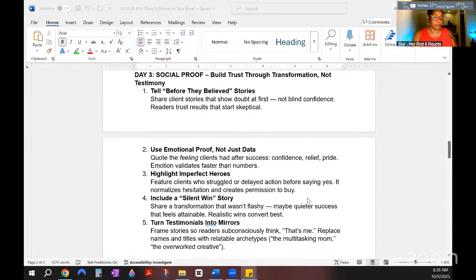All right. So number one in this day 3, we're going to tell before-they-believed type stories. Share client stories that show doubt at first, not blind confidence. That's why we don't want people to be like, oh, you're a great person, I'm just going to give you my money. No, we don't want them to have blind confidence or be a blind follower. Readers trust results. Okay, that's what's going to help break through them being skeptical.